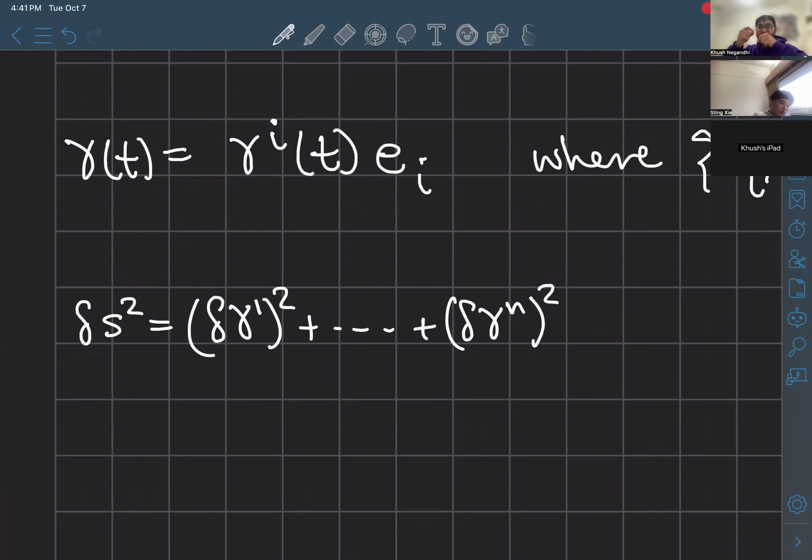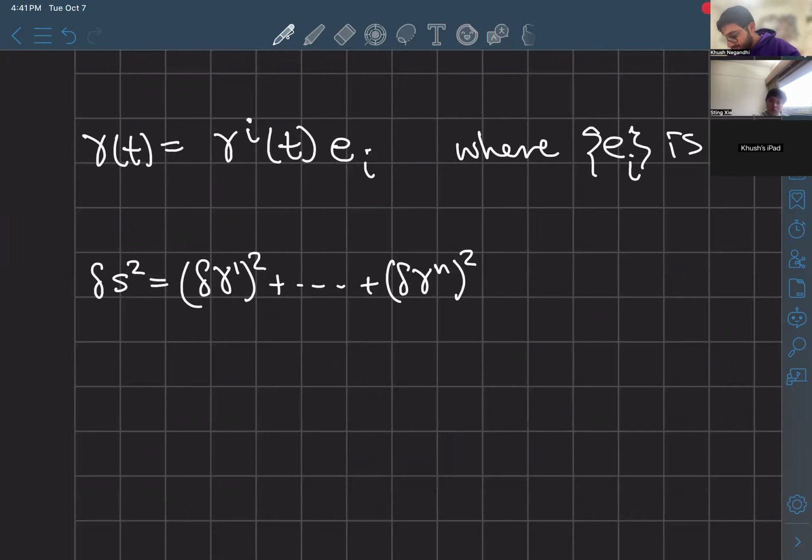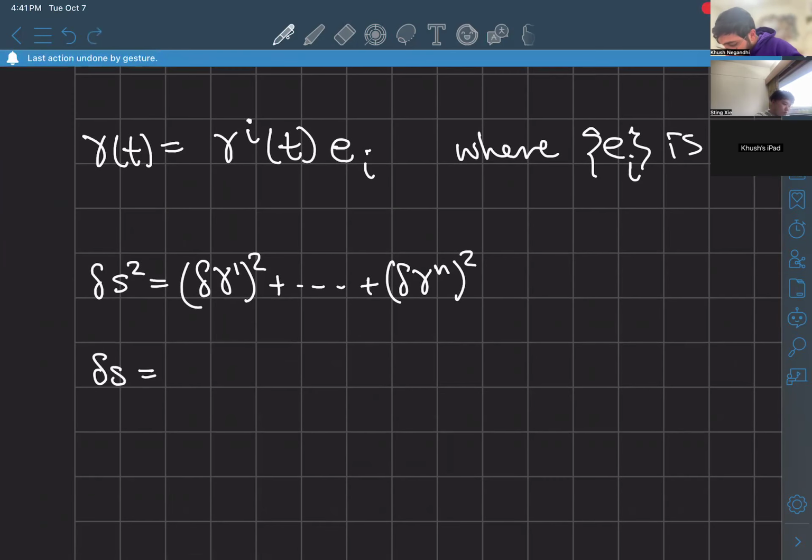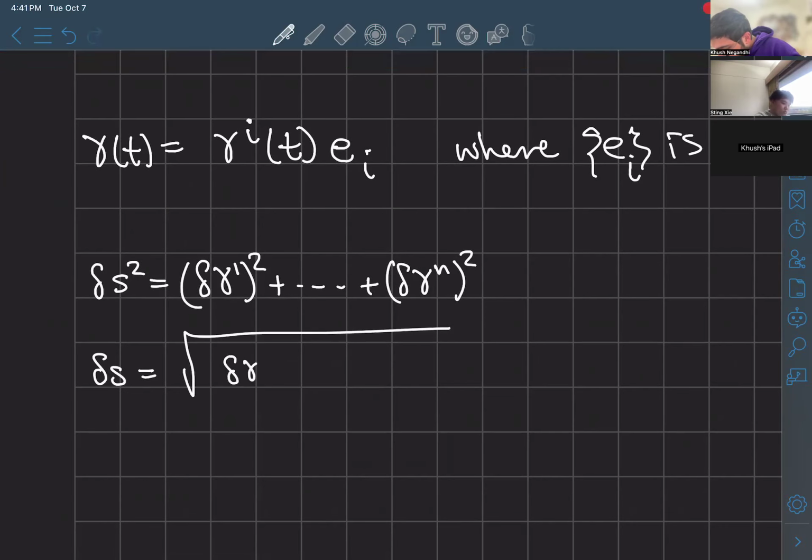So the change in length as I move just a little bit is given by the variations along each individual coordinate axis, right? And now I just have to integrate this, but I have to take the square root. So I get ds is the square root of these variations.